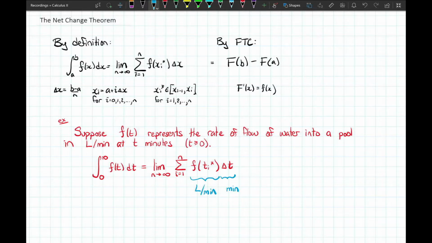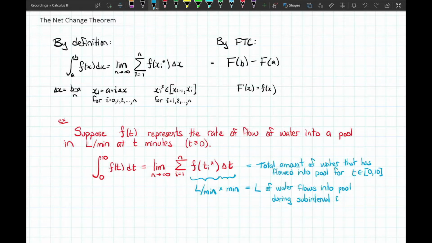So we're taking a rate of change of volume per minute and multiplying that by an interval of time in minutes. This will get us a small amount of volume that has now flowed into the pool. So this would equal the number of liters of water that flows into the pool during each of those little subintervals. So subinterval 1, we get a small amount of water flowing in, subinterval 2, subinterval 3, all the way up to subinterval n. If we sum all that up, that would be the total amount of water that flows into the pool during that time interval.